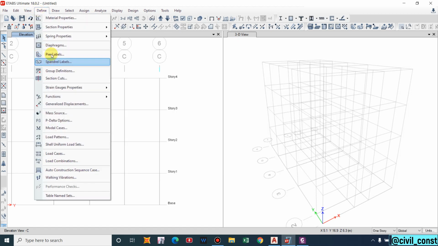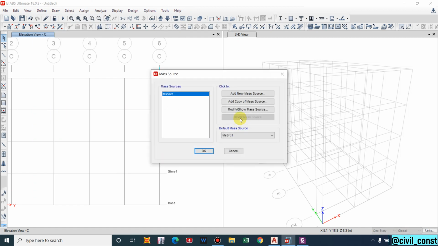So now the next thing we'll define is mass source. So what is mass source? Let me keep it simple. So mass of the structure, that is including self weight, additional mass due to the surface load, usually dead load and live load. So these all sum up to the seismic mass, that is the mass of the building which excites during the seismic motion.